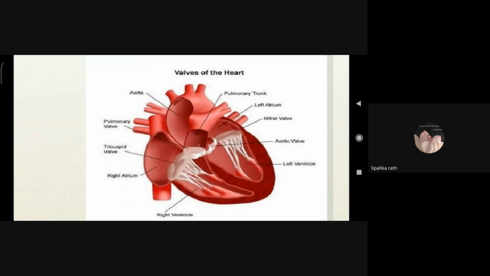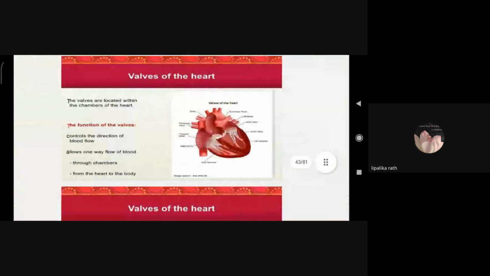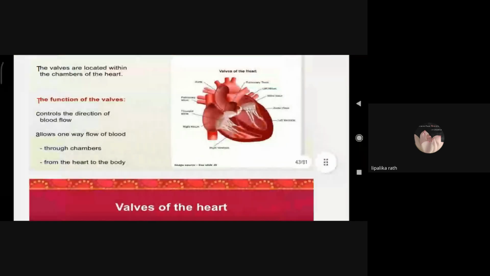And what are the functions of valve? Functions are it controls the direction of blood flow. Obviously, if blood is coming from atrium to ventricle, it will not backflow from ventricle to atrium, right? So that prevention is done by valves. It will not backflow. So the direction of flow is helped by valves and they allow one way flow of blood through chambers from the heart to the body.